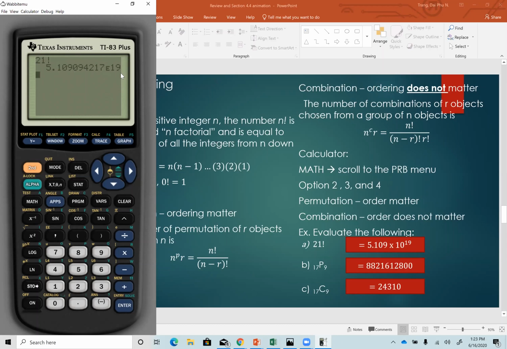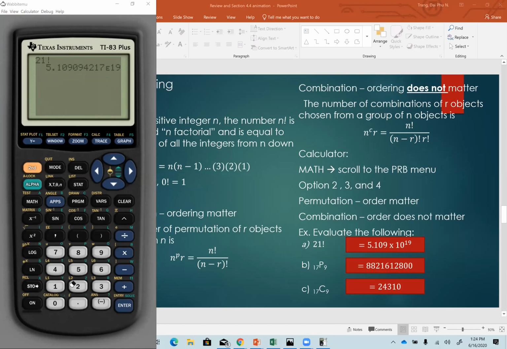On your homework, they will ask you to write in scientific notation. If you have to write in scientific notation, the base is always base 10 raised to the e power, whatever this power is. So base 10, e to the 19. This is where I got the 19 from. Everybody see that this is where I got the 19. So in this case, 21 factorial is 5.10909 times 10 to the 19 power.